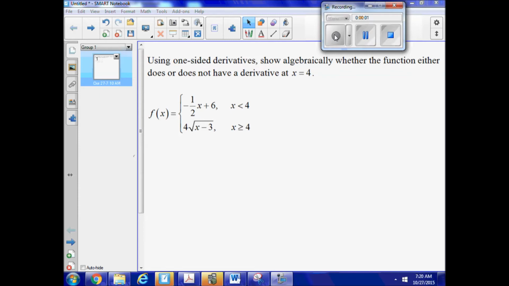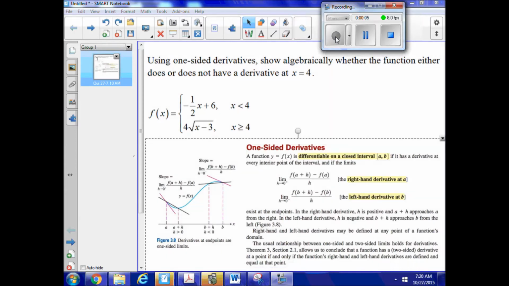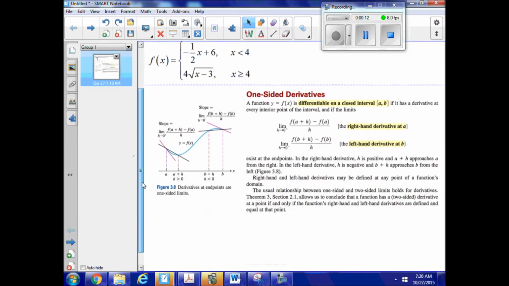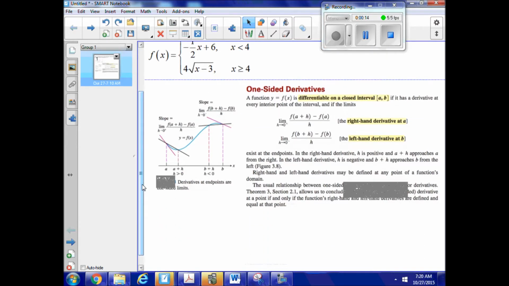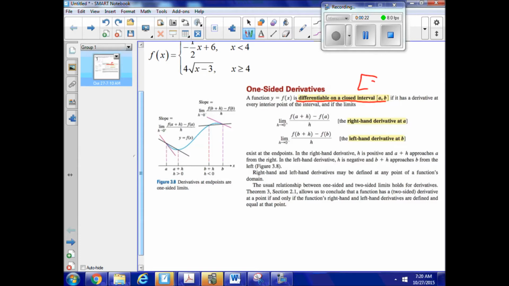Let's talk about one-sided derivatives. And I think a good place to start would be to take a look at the book definition here. So, first of all, they're telling us that a function is differentiable. We can differentiate it on a closed interval, and the interval goes from point A to point B, or value x equals A, value x equals B.